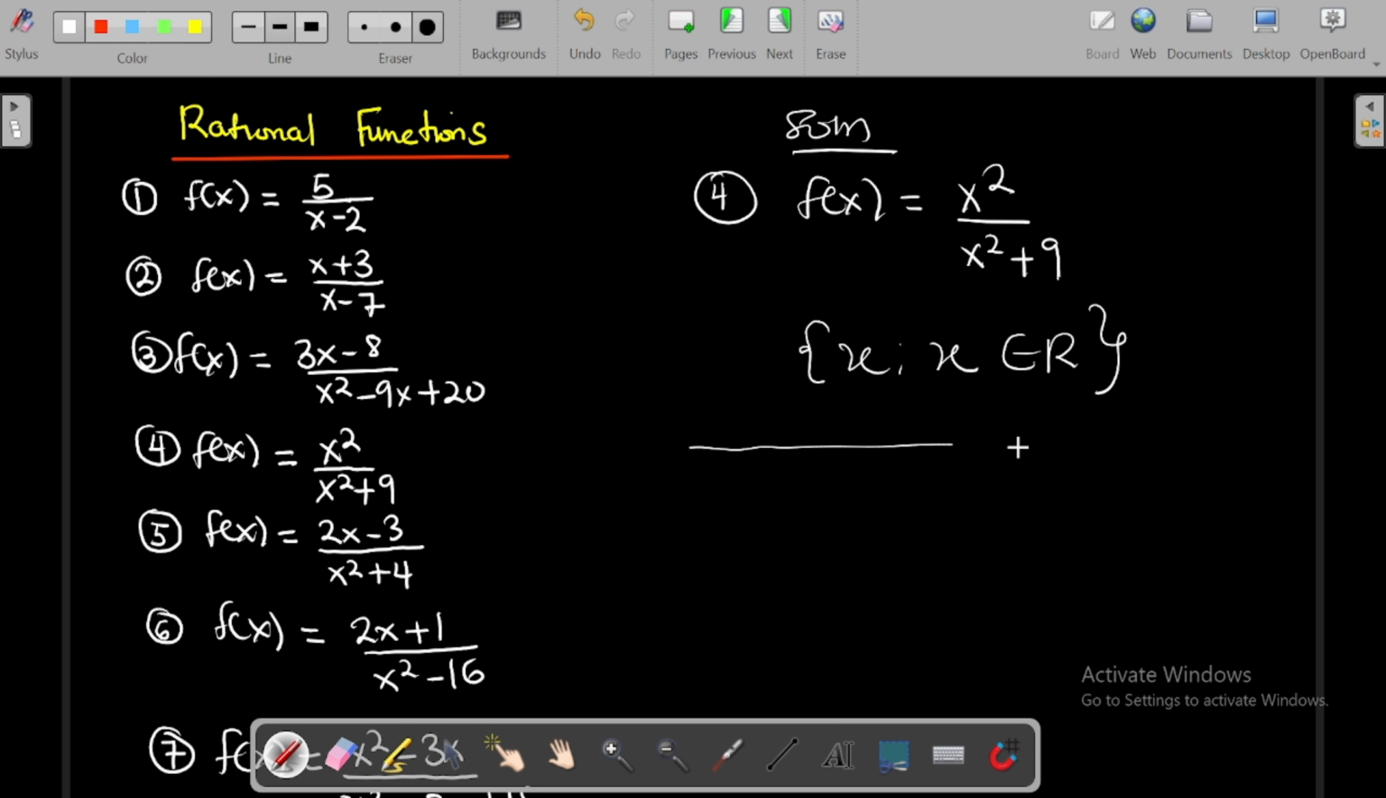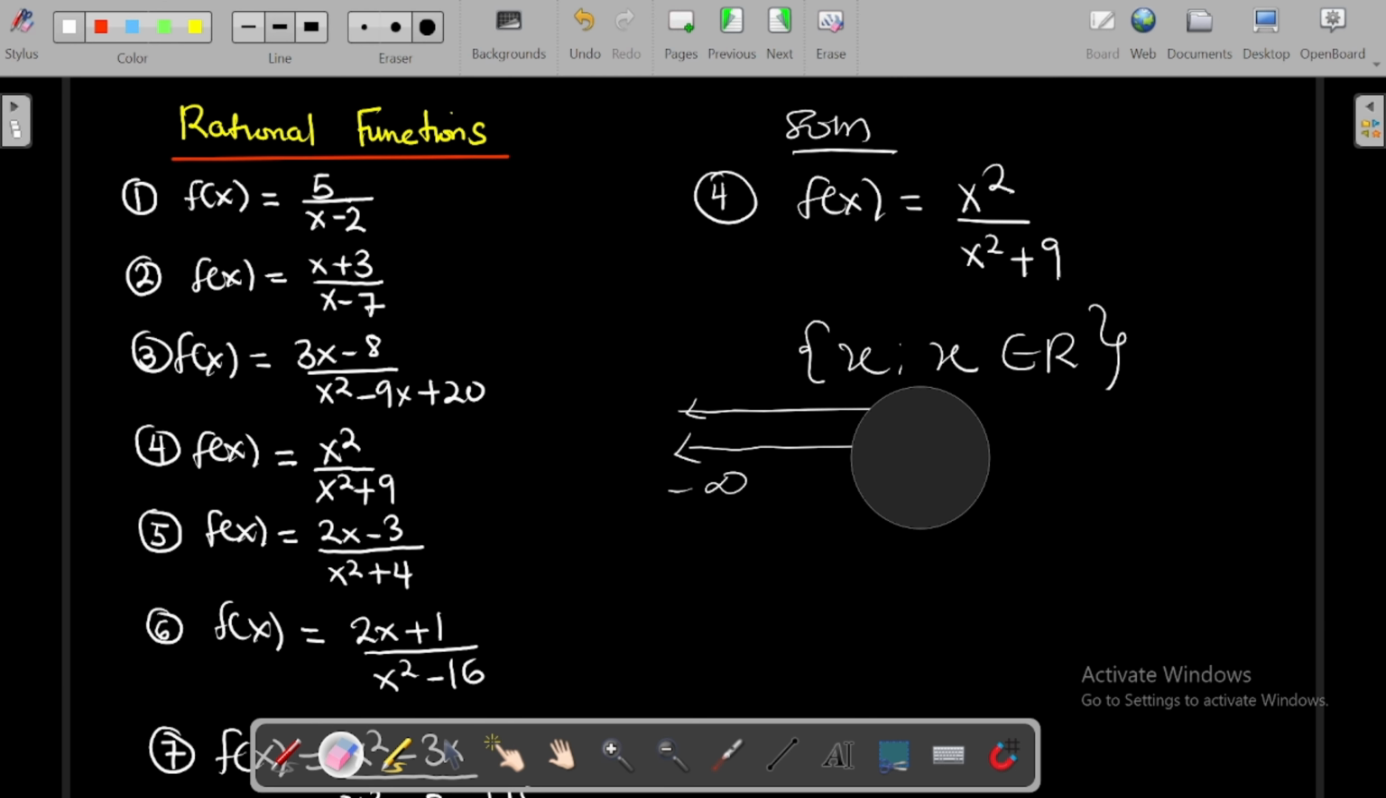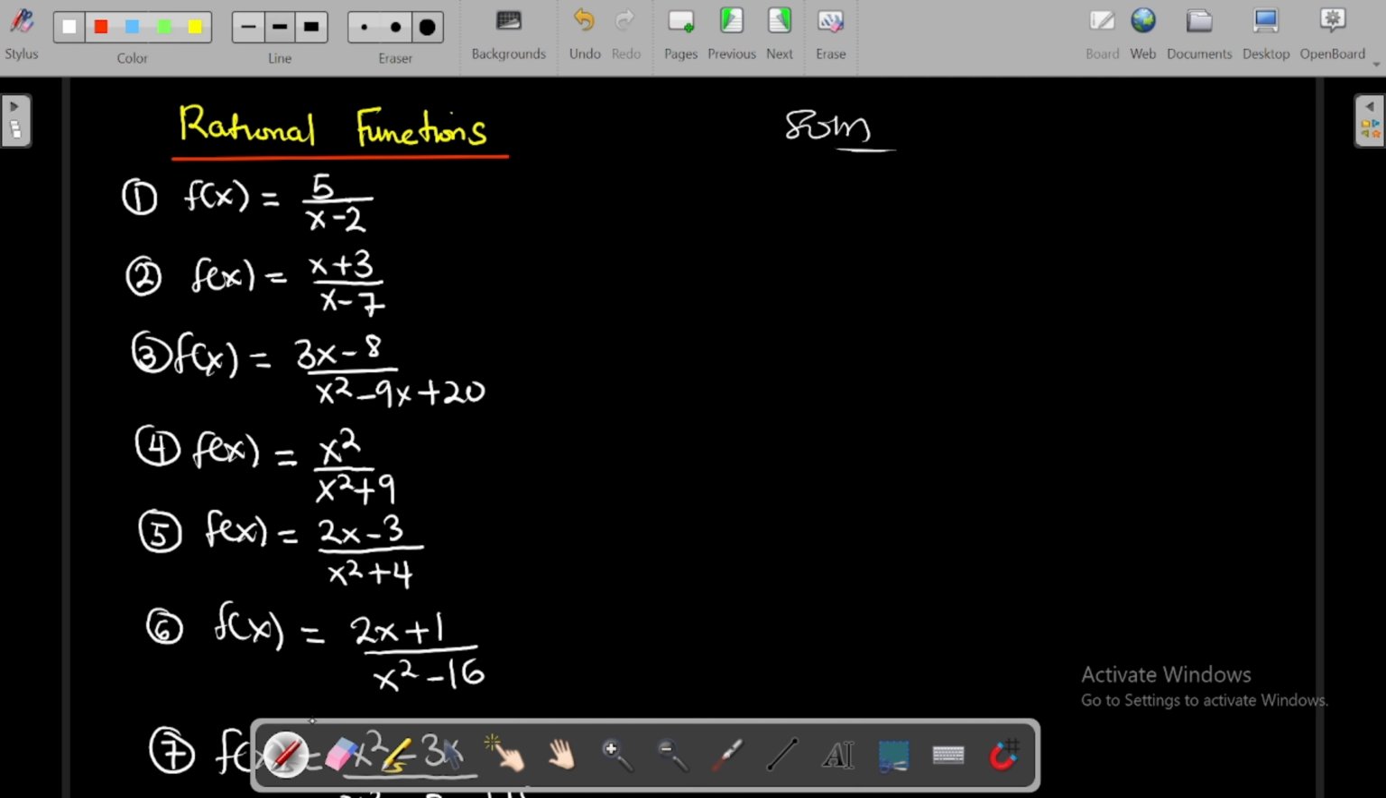You can represent this on a number line as simple as ABCD, negative infinity to infinity, and then you can have the numbers ranging everywhere. So you can have interval notation being written as negative infinity to infinity. Okay, so this question is very simple. So let's look at the next question, our fifth question.